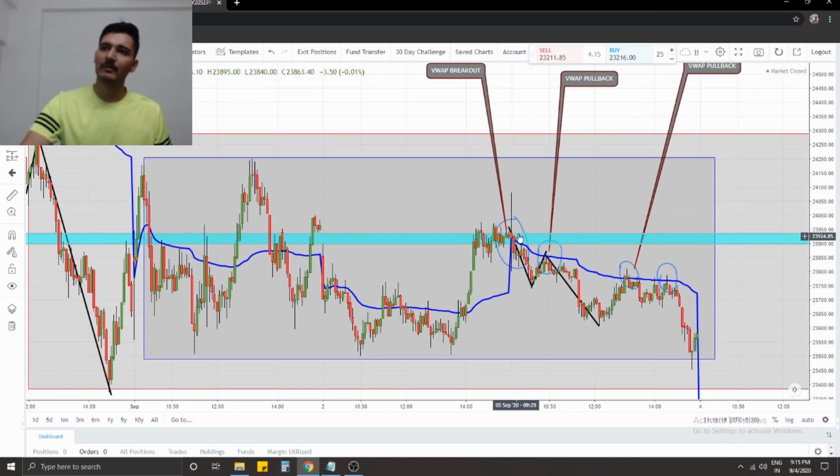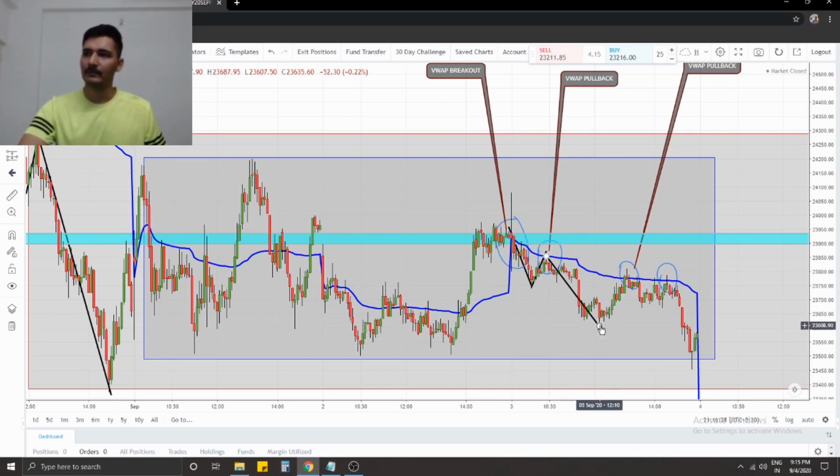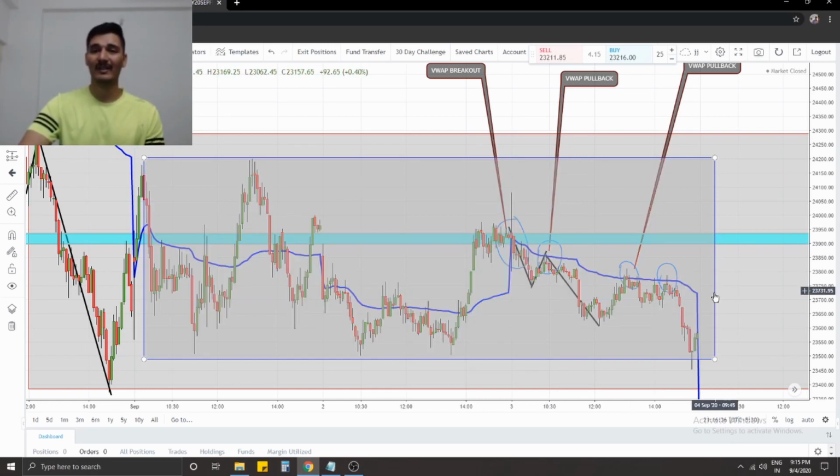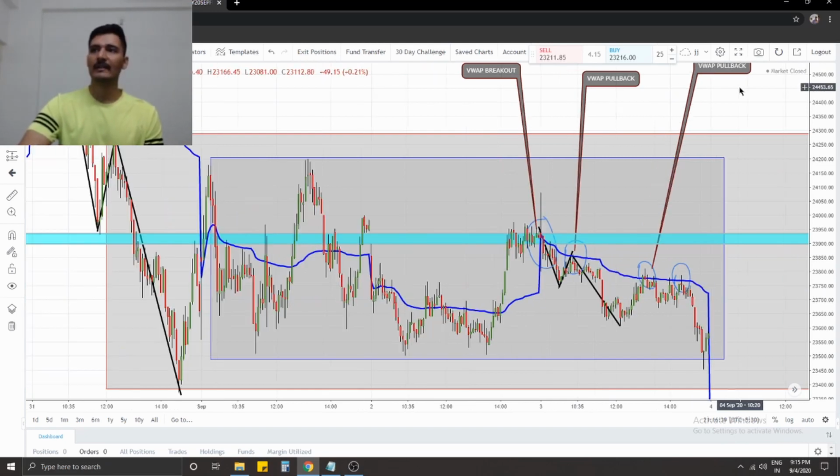So that was a VWAP breakout on the downside that formed the first lower low swing leg. A pullback was given exactly until the VWAP, from where it fell further. At that point, every pullback, which is highlighted in the blue circle, was a potential short trade, and all of them were rewarded pretty handsomely. So that is how you use VWAP.